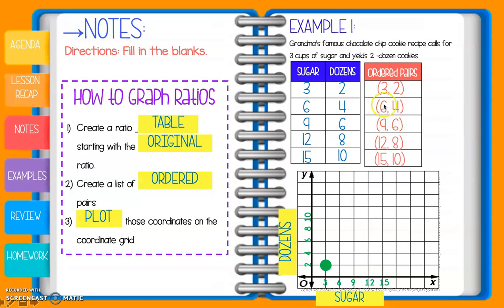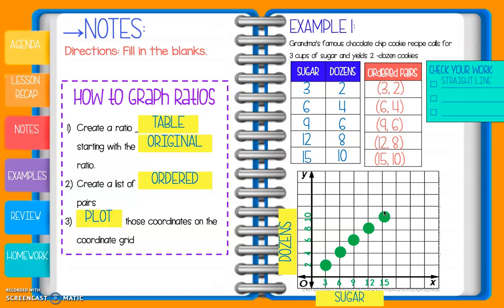For our second ordered pair, we're going to start at the origin. We're going to go right 6 and up 4 and put our point. Next one, we're going to start at the origin, go right 9, up 6. Our next one, we're going to go right 12 and up 8. And then we're going to go right 15 and up 10. Okay. Now, we also talked in class today how you can check to make sure that you have graphed your ratios correctly. There are 3 things that you're looking for after you have made your graph.